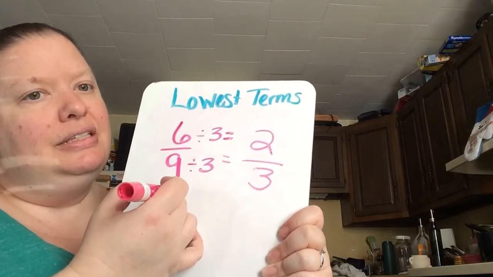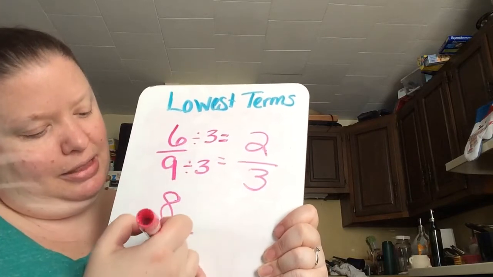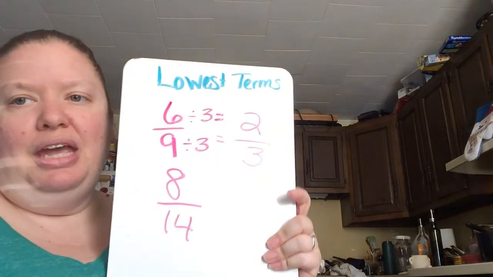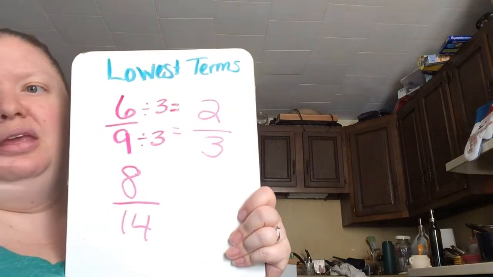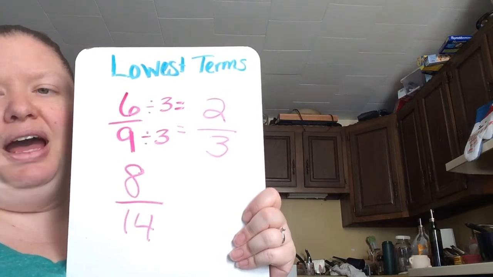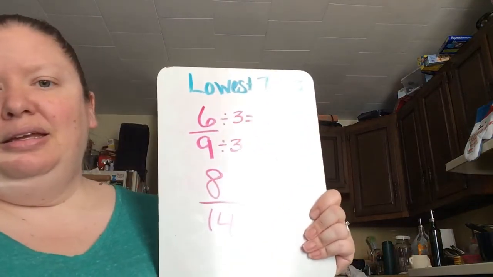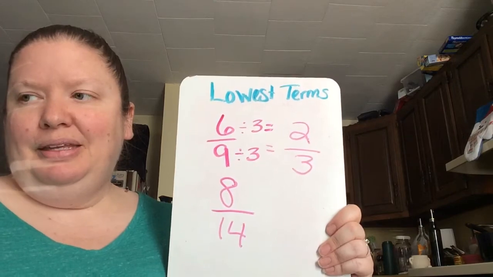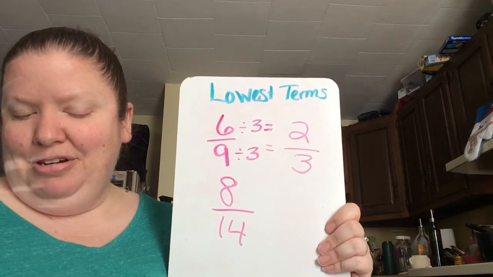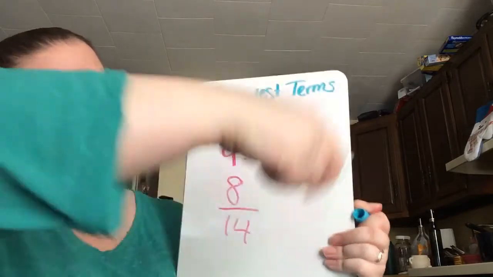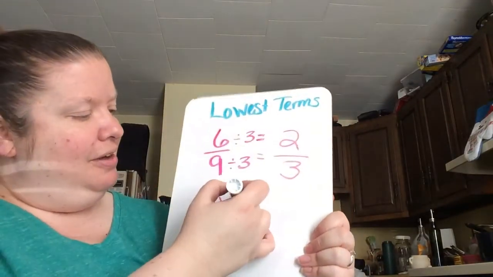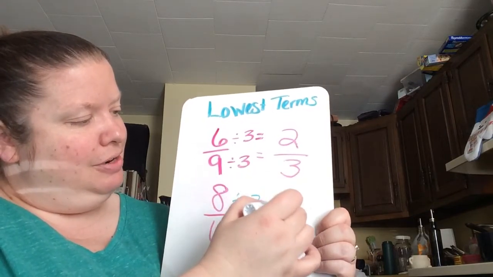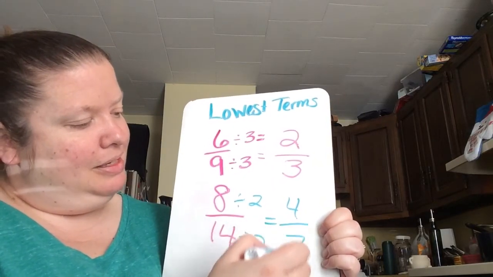If I have 8/14, what do you know about both of those numbers, 8 and 14? You know that they're both even, which means I can divide 8 and 14 by 2. I just dropped my marker. I'll get another one. 8 and 14 can be divided by 2. So if I divide by 2, 8 divided by 2 is 4. 14 divided by 2 is 7.